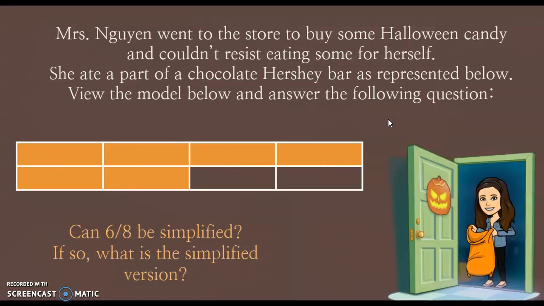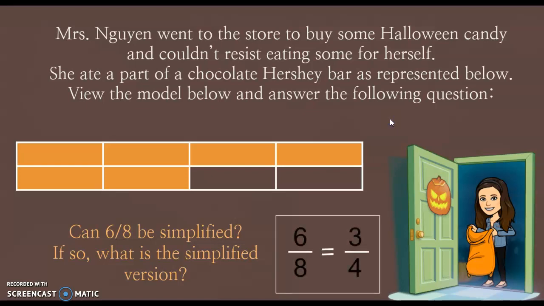Now, next challenge. Can 6 over 8 be simplified? Think about that. If they can't be simplified, what would it be? If you all were to simplify 6 over 8, you should get 3 over 4, okay? Because both numbers are even, they can be divided by 2.